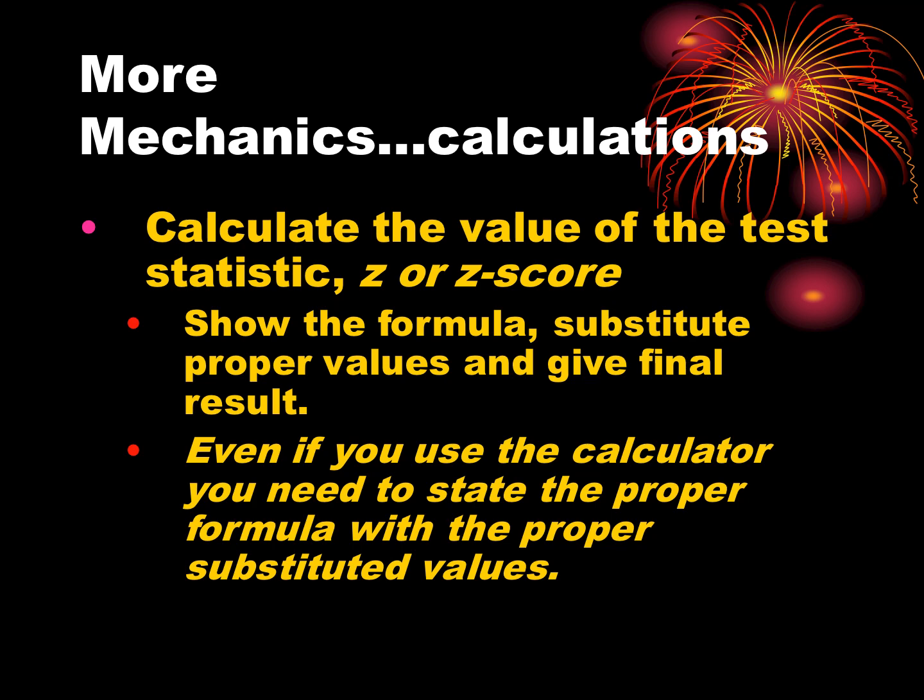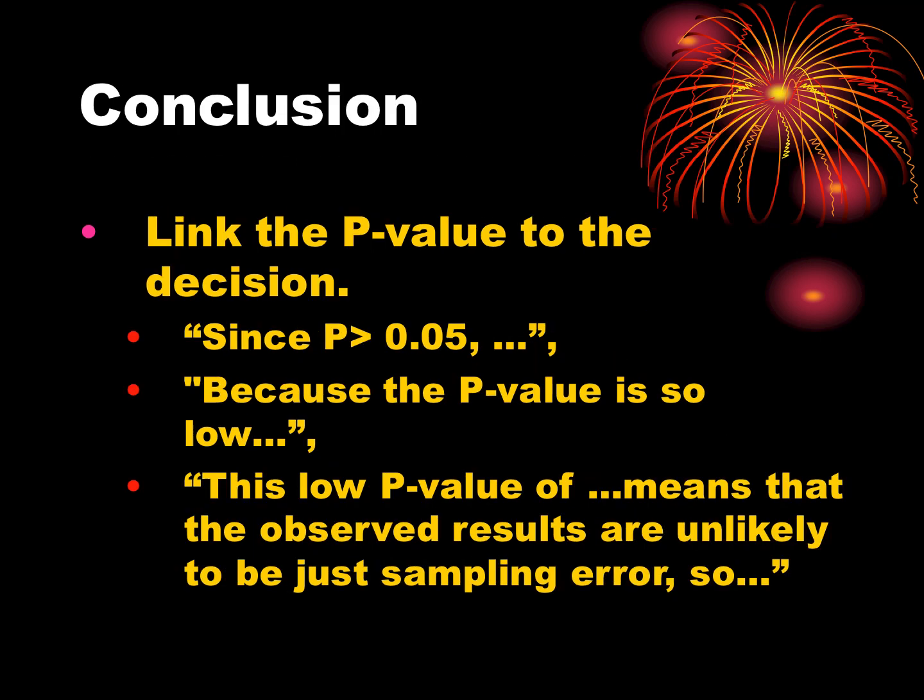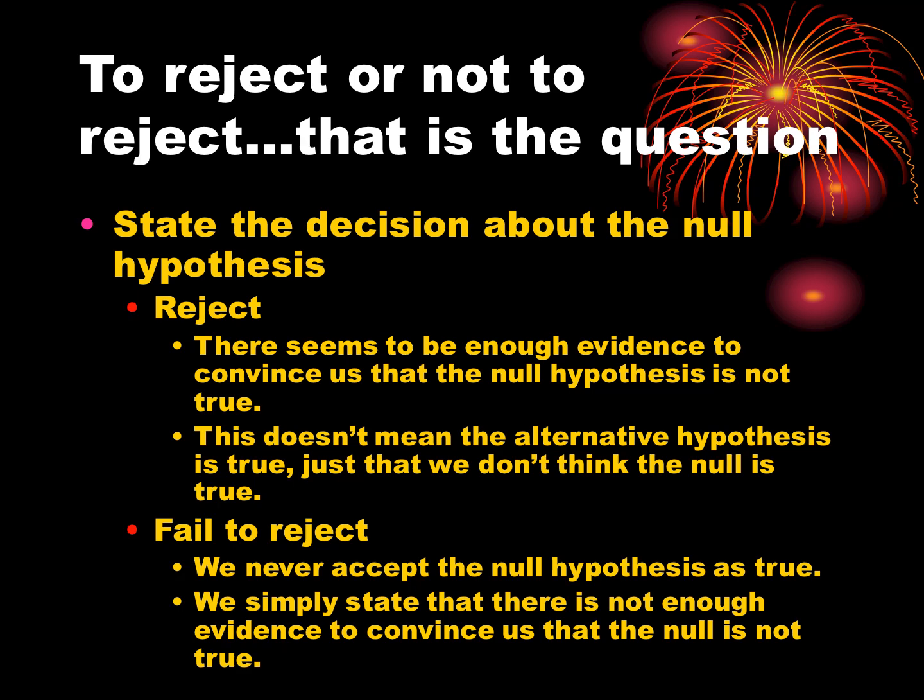We have to calculate the z-score and the p-value. Even if we use the calculator, we have to state the proper formula with the substituted values. We are going to create our conclusion. We'll talk about how to write that. These are some examples. And then to reject or not to reject, we state that decision. If our probability is low enough, we reject the null hypothesis. If the probability is high, we fail to reject.